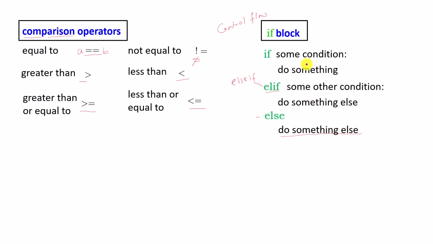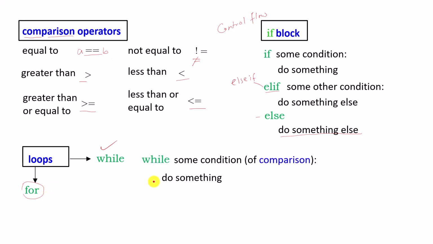Similar to this if block, there are certain loops in Python program. Two important loops are, one is this while loop and another one is this for loop. They are very important to control our program. So let us see how they work. While loop comes with certain condition, and this condition usually come from these comparison operators. If these conditions are satisfied, it will do something.